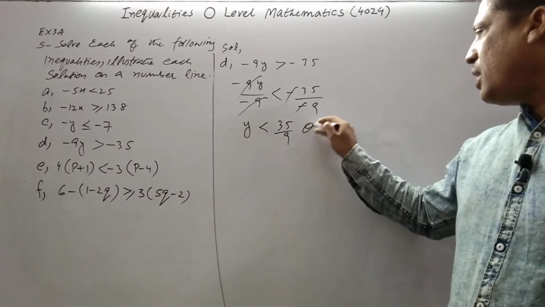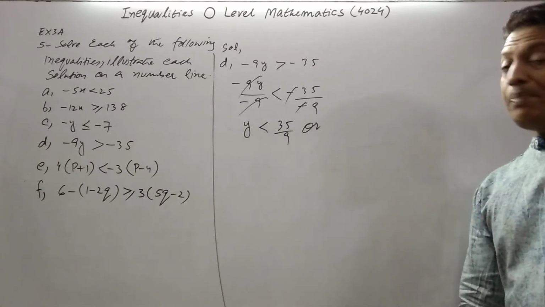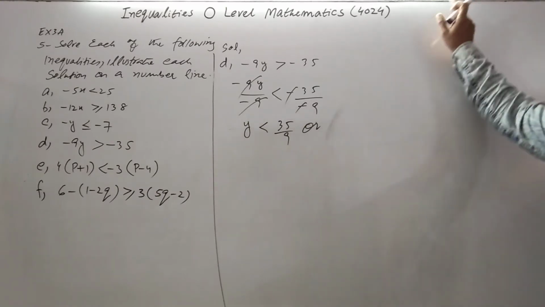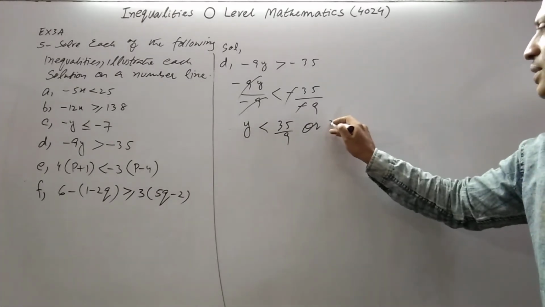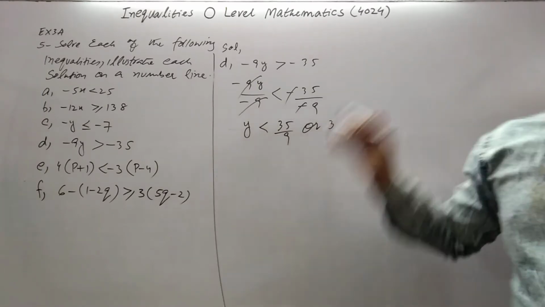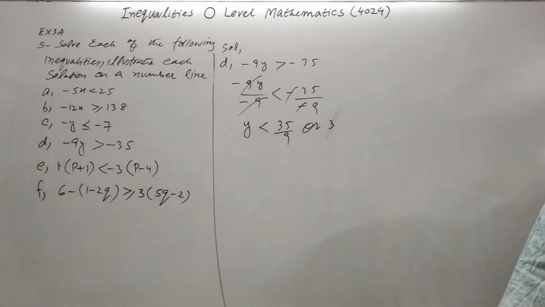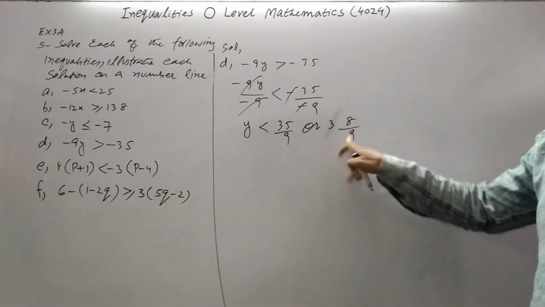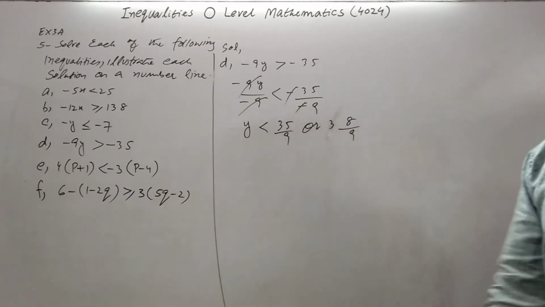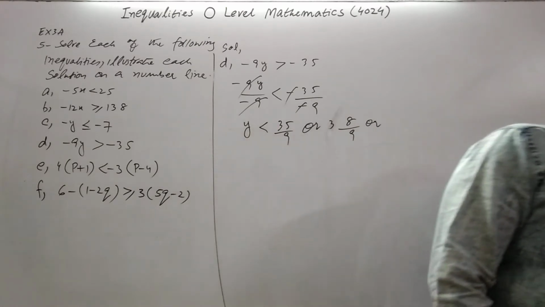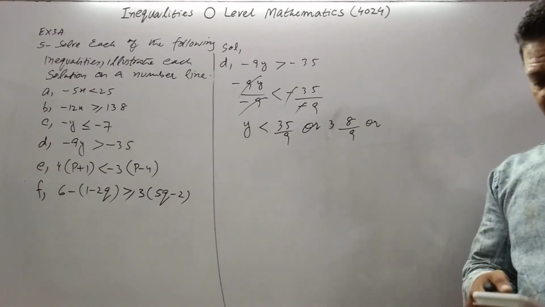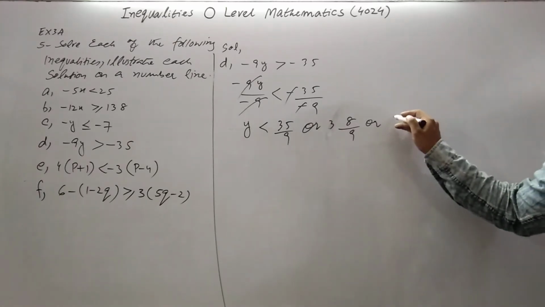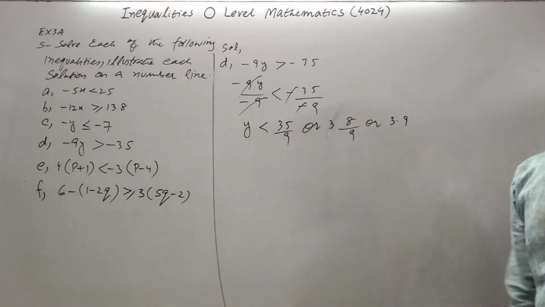Or you can write it in the form of a mixed number. 9 3s are 27, plus 8 upon 9. 9 3s are 27, 27 plus 8 is 35. Or you can write it in the form of a decimal number. What is the answer of 35 upon 9? 3.888, rounded off to 3.9. All answers will be acceptable.